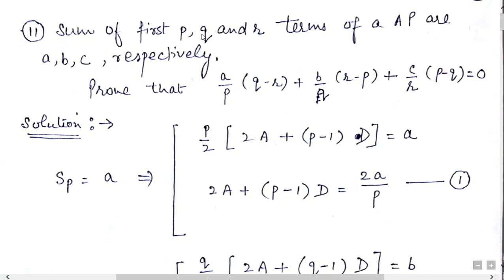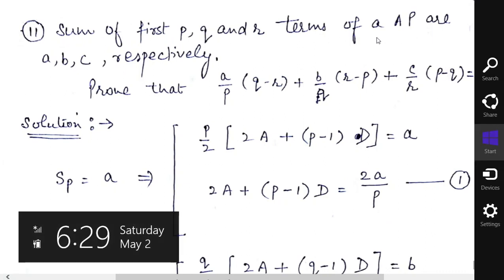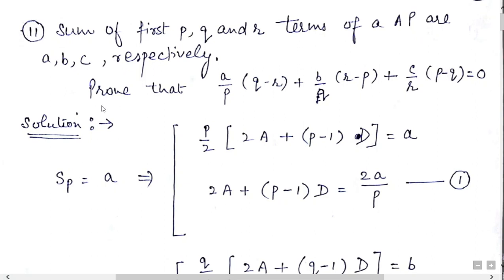Sum of first P, Q and R terms of an AP are A, B and C respectively, and you have to prove A over P into Q minus R plus B over Q into R minus P plus C over R into P minus Q is equal to 0.